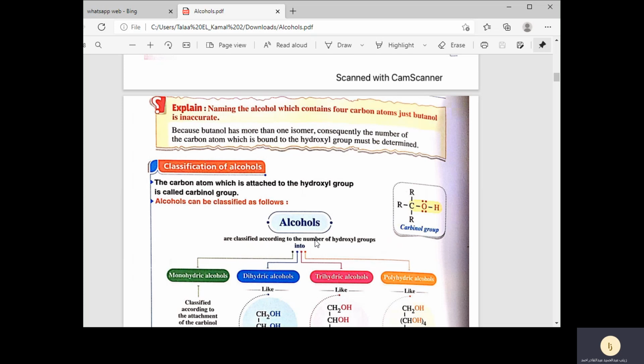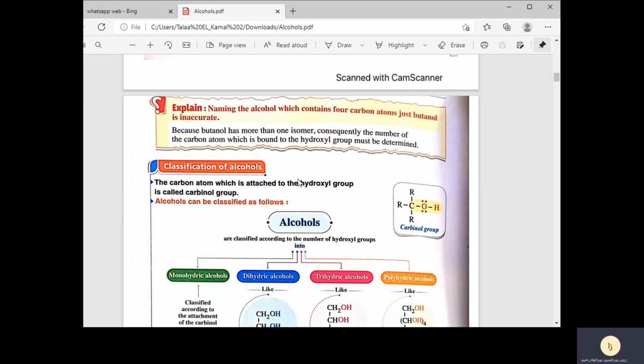طيب classification of alcohols, بنقسم الالكوهولز بقى. Carbon atom which is attached to hydroxyl group is called carbinol group. يعني فين الكربينول اللي هي C مع ال OH. طيب this is called carbinol group.